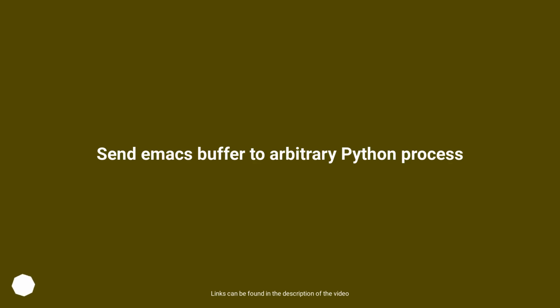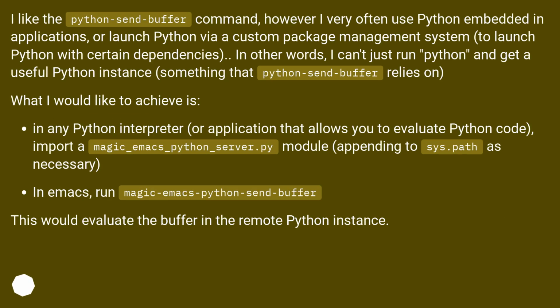Send Emacs buffer to arbitrary Python process. I like the Python send buffer command. However, I very often use Python embedded in applications, or launch Python via a custom package management system, to launch Python with certain dependencies. In other words, I can't just run Python and get a useful Python instance, something that Python send buffer relies on.